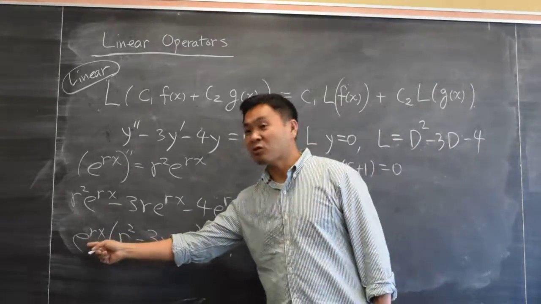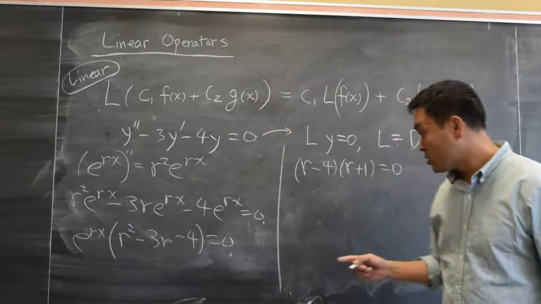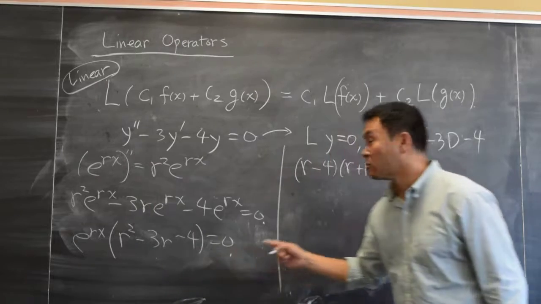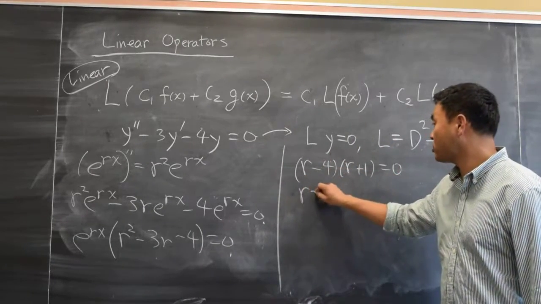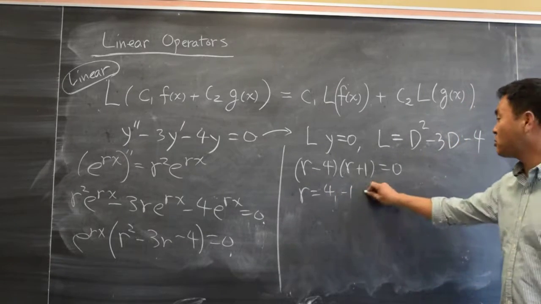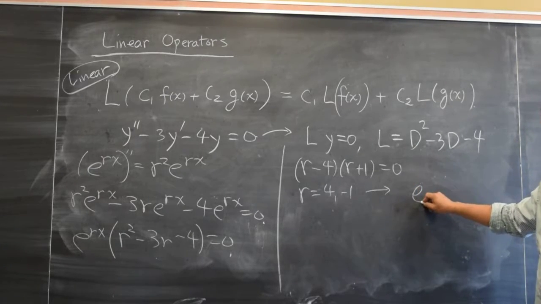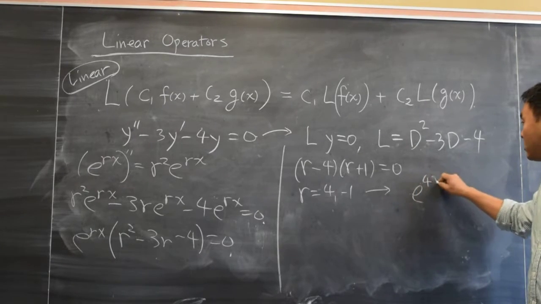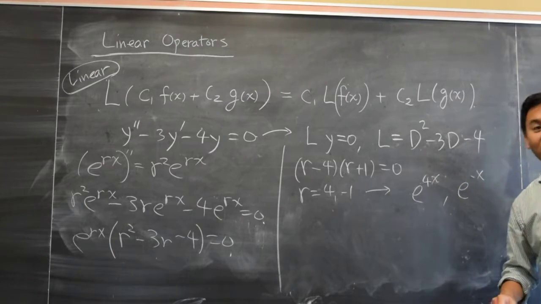See, exponential functions can never be 0, so the only way this equation can hold is when this part is equal to 0, but that's a quadratic equation which you can factor. If you factor, you get r equals 4 and negative 1, which means what are the two possible solutions? e to the 4x and e to the negative x, right?